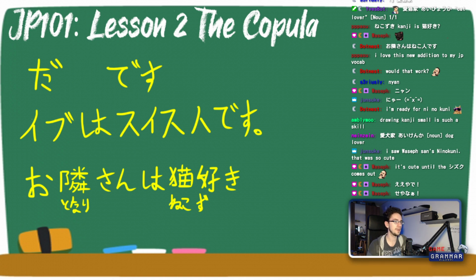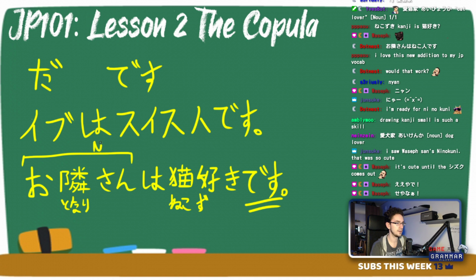Alright, Otonari-san wa nekozuki. Oh, I forgot the copula. The most important part, and I forgot it. This, of course, is what we're talking about today, after all: the copula. Nekozuki desu. But you can see how you can apply this super simple pattern to quite a variety of things, as long as this is a noun, which it is, and this is a noun, which it is. Turns out it is. Fantastic.